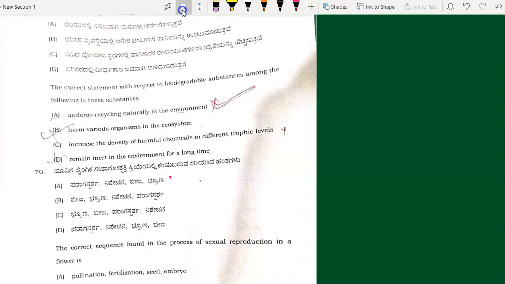So here it is option B. As of now, you can take option B as your answer. There is ambiguity with option D. C and A are straight away wrong answers.